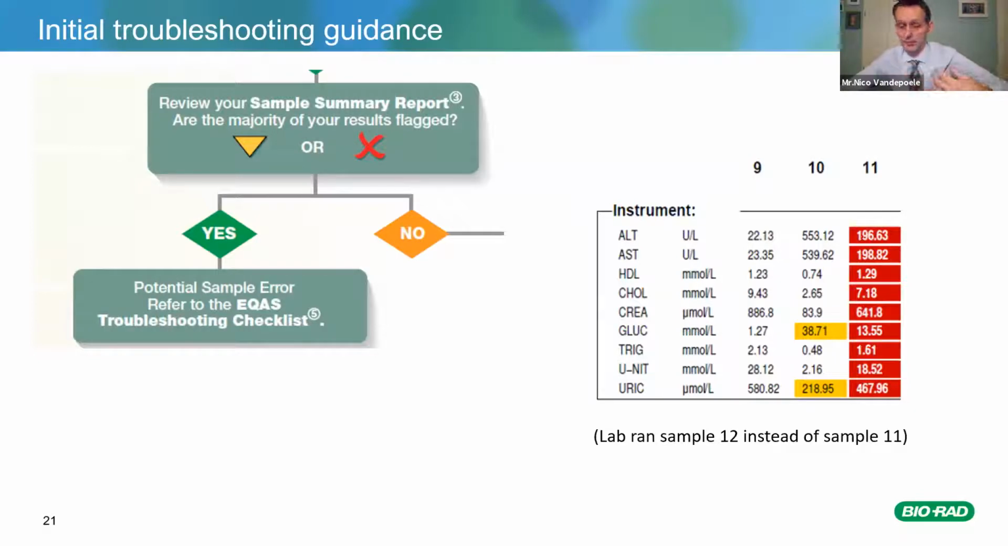Like here, for example, the lab just mixed up two samples. They reported sample 12 instead of sample 11. And there's no need to go troubleshoot each of these analytes and look at them. No, you did something wrong with the sample. Go take the right sample, run that again, and send us the new results.